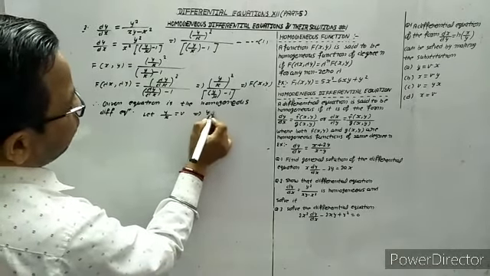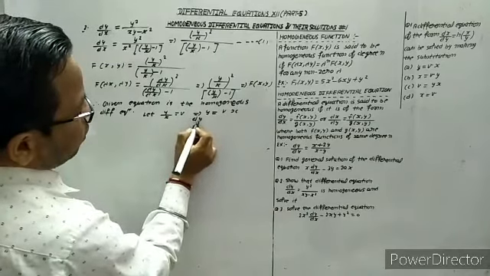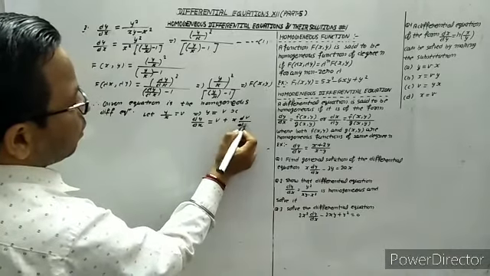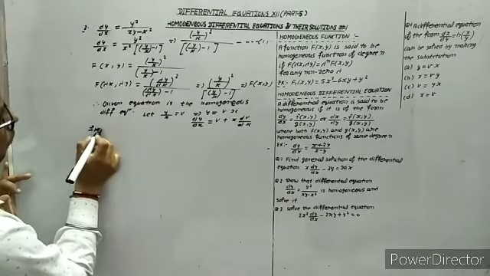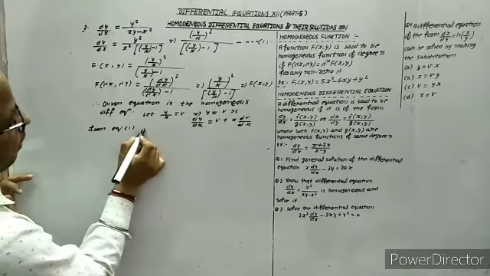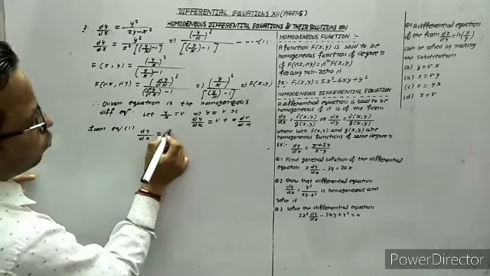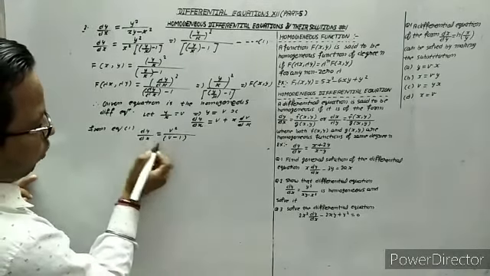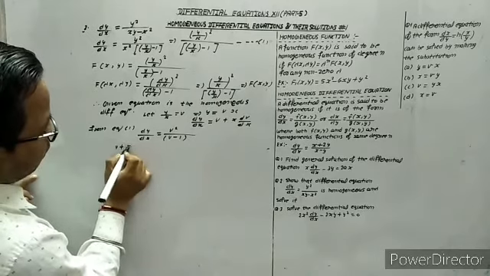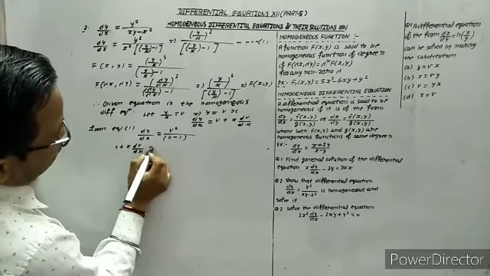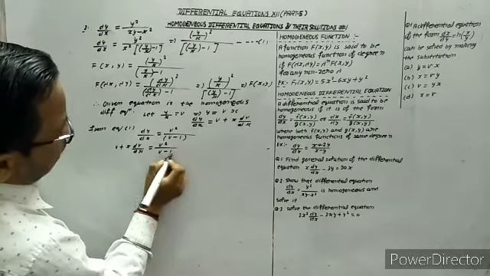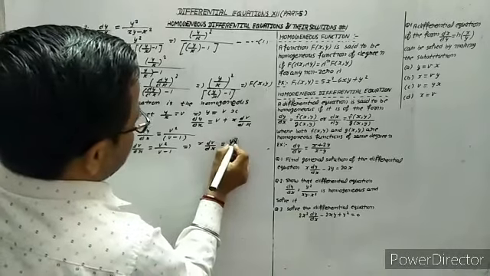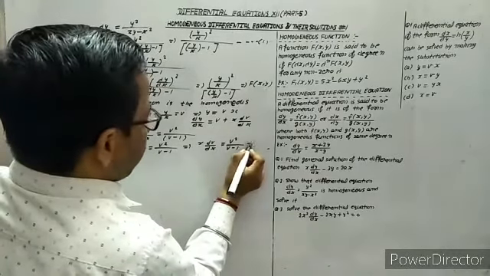It implies that y is equal to vx. It means dy by dx is equal to v plus x dv over dx. Now from equation 1 we will get dy by dx is equal to v² upon v minus 1. Now substitute the value of dy by dx. It means v plus x dv over dx is equal to v² upon v minus 1. It implies that x dv over dx is equal to v² upon v minus 1 minus v.